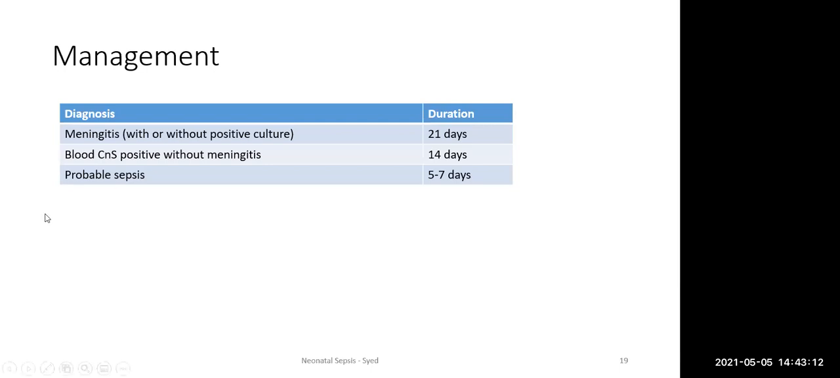Probable sepsis is when you've got the signs and symptoms, and then you've got the markers. For example, total white count is high, CRP is high, but there's no culture. So probable sepsis is the same as sepsis, but there's no positive culture. So you call it probable sepsis, and you have to give antibiotics for at least 5 to 7 days, depending.